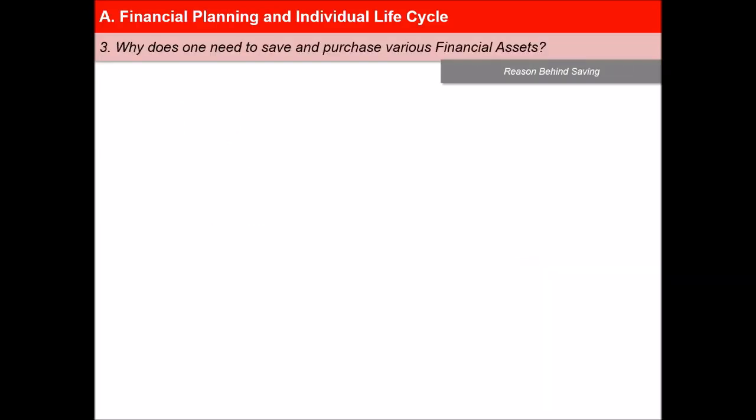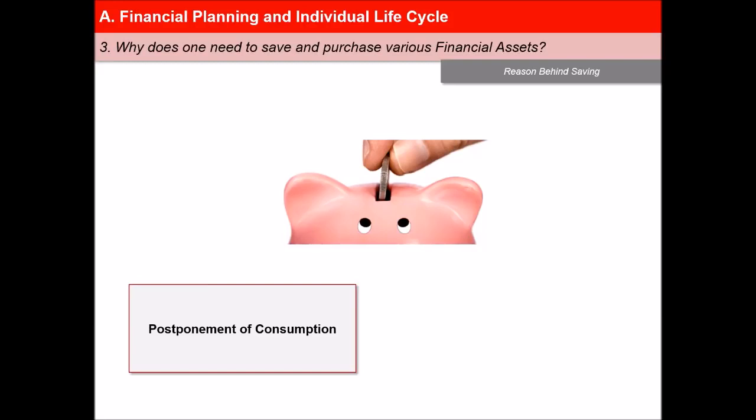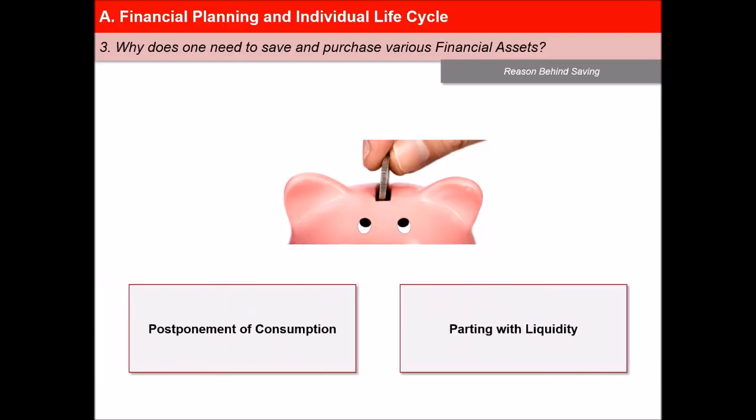The reason for saving and purchasing various financial assets is that in each stage of life, he or she has to perform a particular role which brings a number of needs for which funds have to be provided. Savings may be considered as a composite of two decisions. Postponement of consumption, which is an allocation of resources between present and future consumption, and parting with liquidity or ready purchasing power in exchange for less liquid assets. Financial planning includes both kinds of decisions.